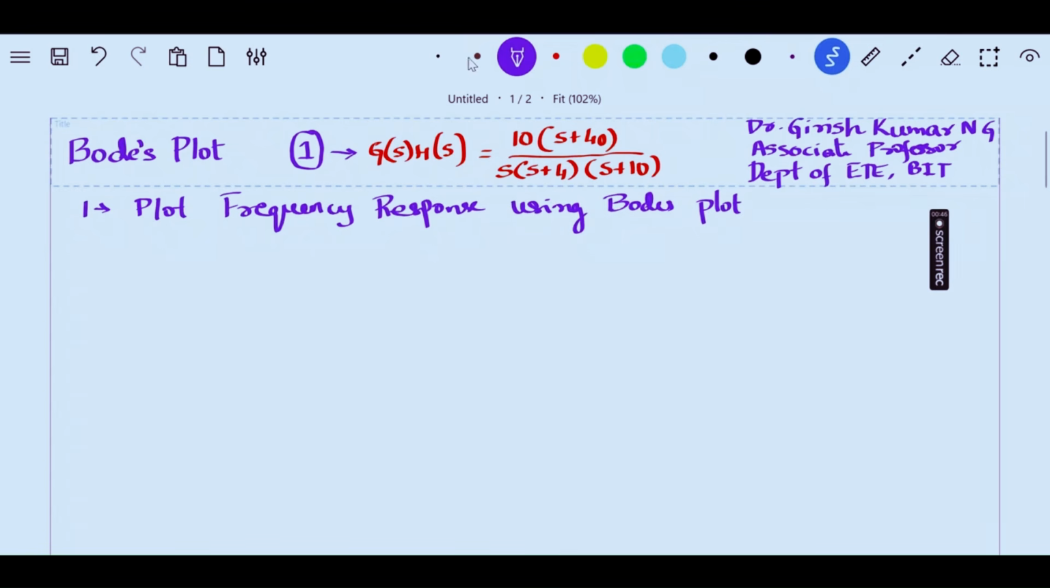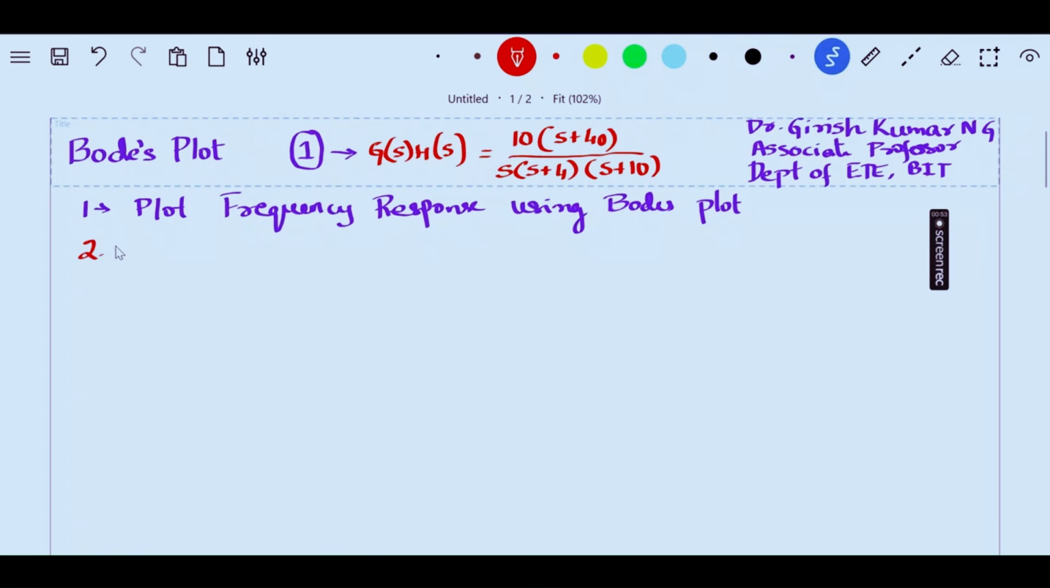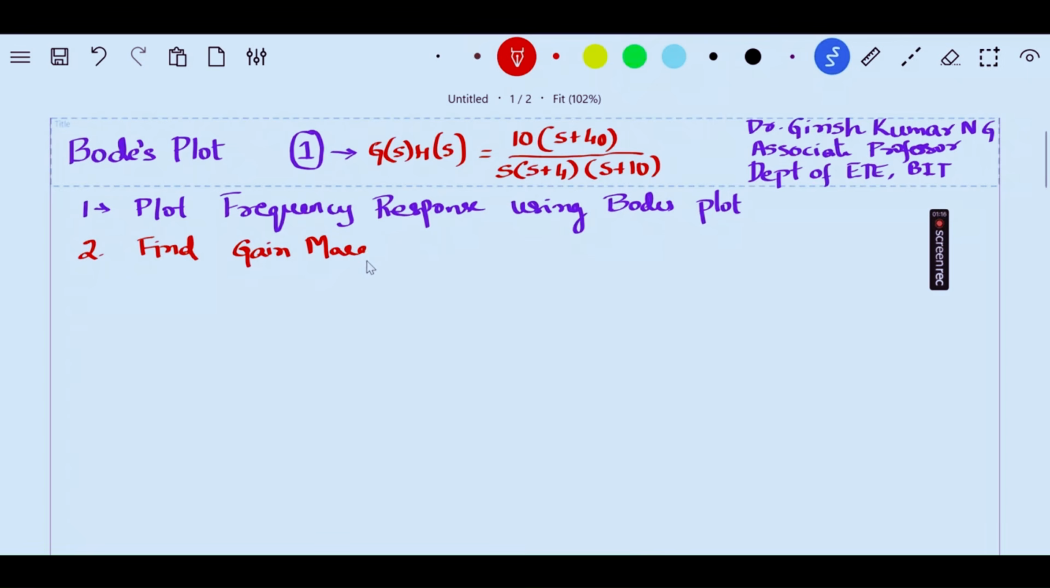And the second point is, we are going to find the calculation in terms of magnitude and phase in this particular problem. But what we do here is, we are going to find the gain margin. I hope in the previous video you watched how to identify the gain margin and phase margin. That method we are going to use here for this problem to identify the gain margin and phase margin.